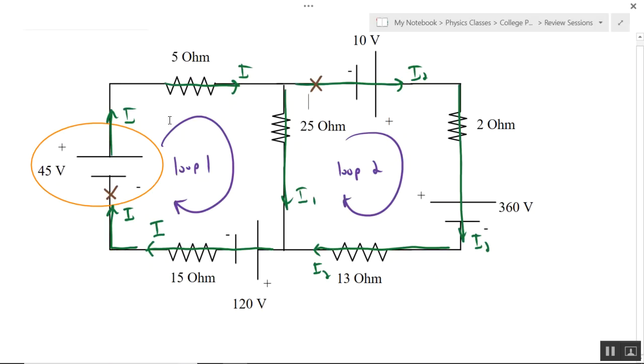The next thing I see is this 5-ohm resistor. I go with the current through this 5-ohm resistor. So do I gain or lose voltage? Lose. How much do I lose exactly? Times I, right? So you write down minus 5 ohms times I.